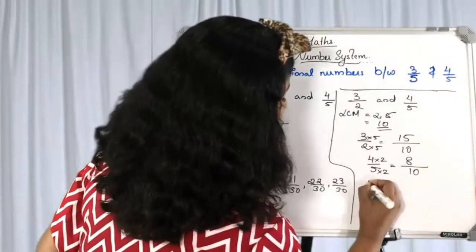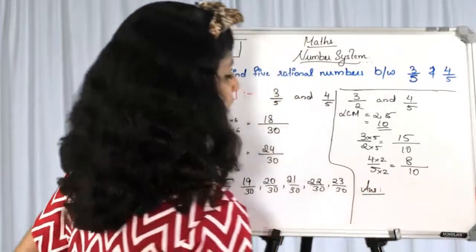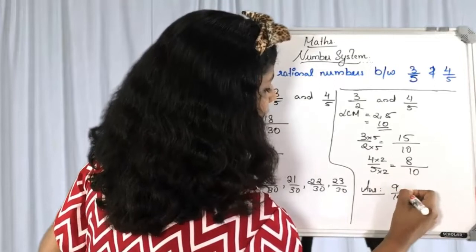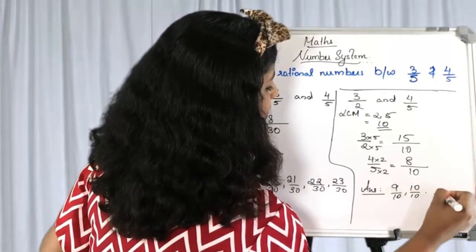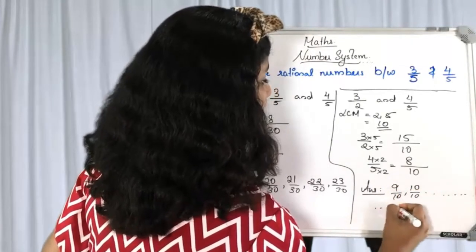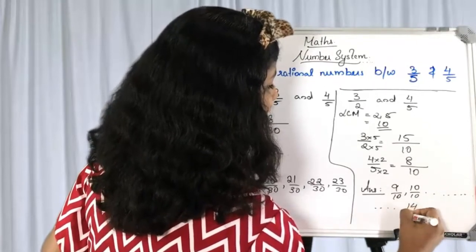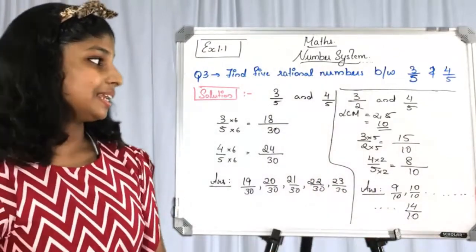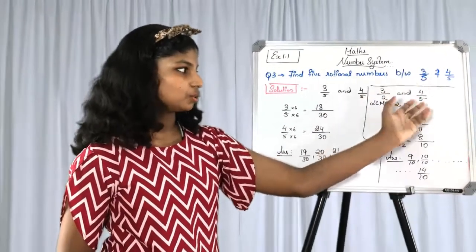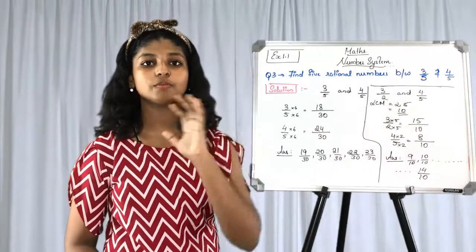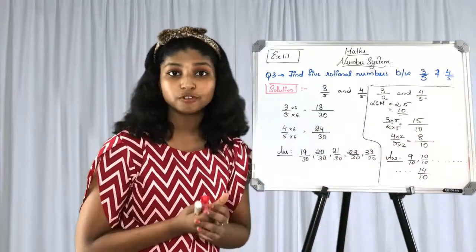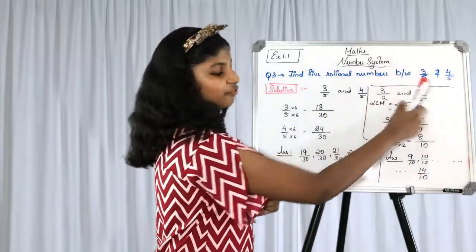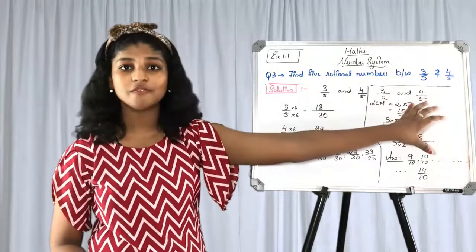Now the answer here: you get 9 by 10, 10 by 10 and it goes on till 14 by 10. So you have got the numbers between 3 by 2 and 4 by 5. This is how you have to solve the answers. If you get a question with different denominators, then you have to solve it like this.